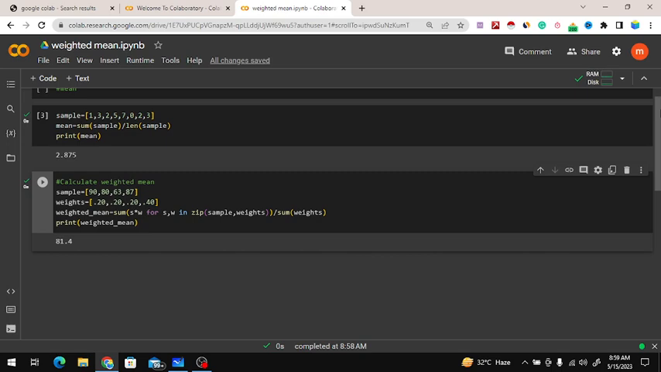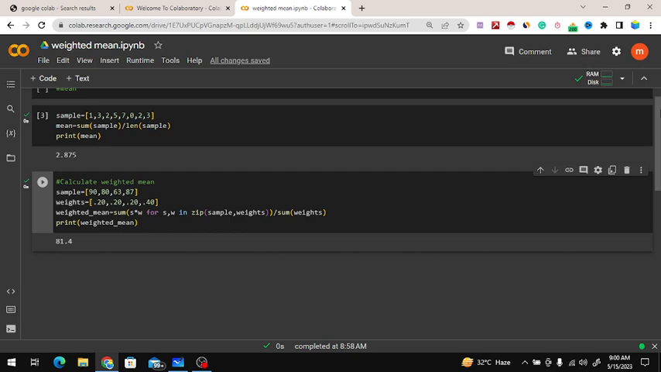I don't think you will find it difficult. Similarly, we can also calculate the weightage mean in Python in another way. There are three exams with 20% weight each, and the final exam with 40%, with scores like 90, 80, 63, 67. So we can write the weights like 1, 1, 1 and 2.0, and we get the same value.